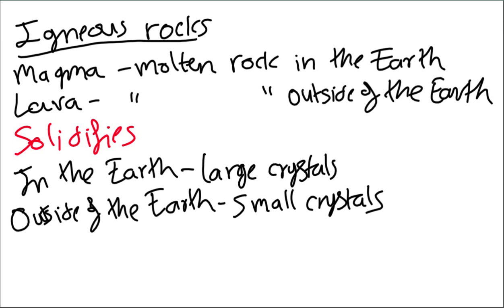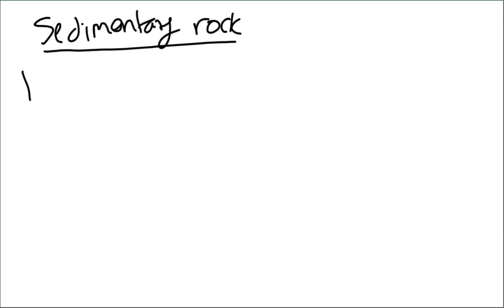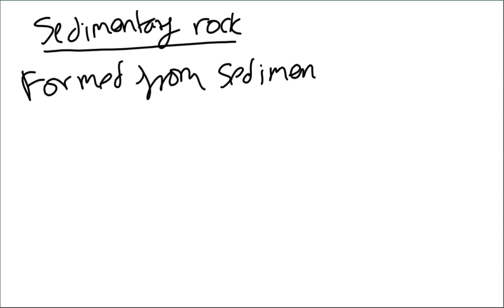The next rock type is sedimentary. Now this is formed from little pieces of rock and sand, pebbles, stones, sediments basically. So it formed from sediments. And this is going to form mainly in the oceans.